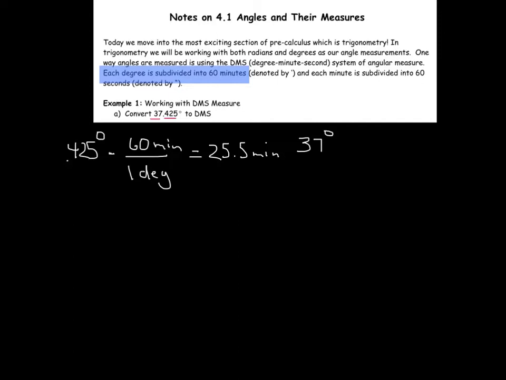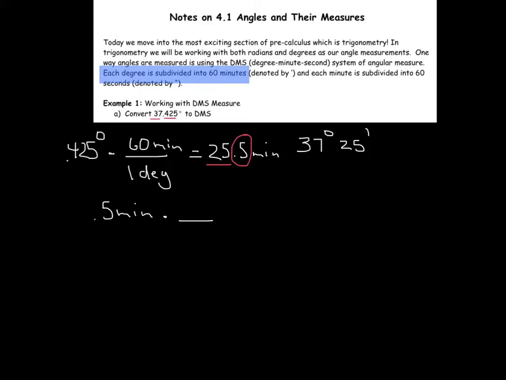Now we want to think, okay, how many whole minutes do we have? We have 25 whole minutes. So that is going to go in the second part of our answer, 25 minutes. And by the way, minutes you denote by using 1 apostrophe, and seconds we'll use 2 apostrophes. Similar to what we did before, you're going to focus in on the decimal portion. So we've got 25 full minutes, and we still have 0.5 minutes left.